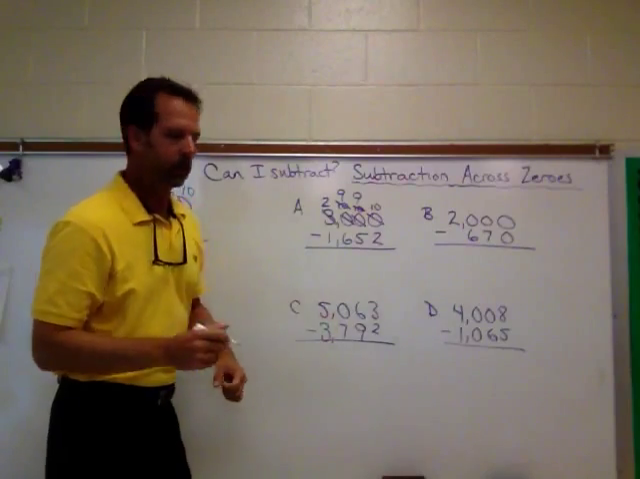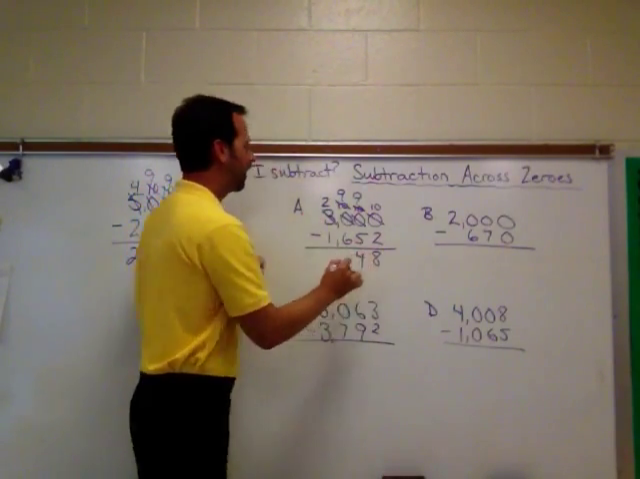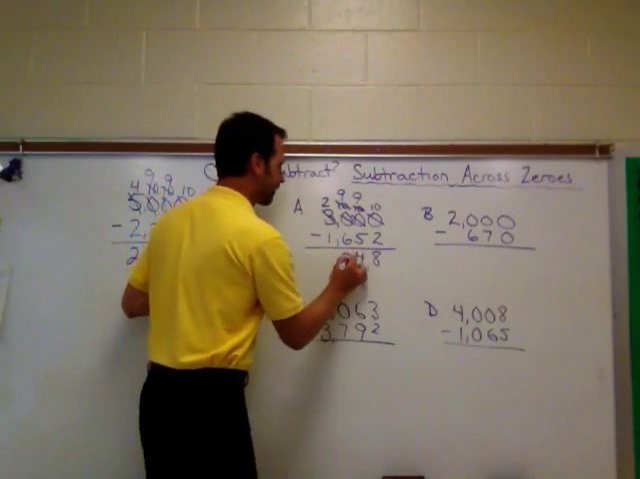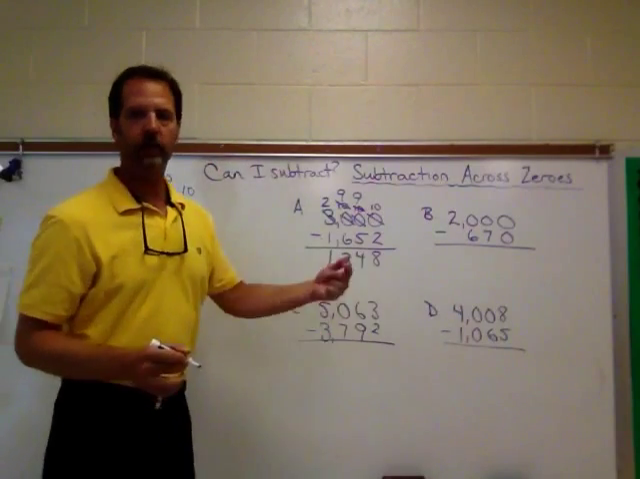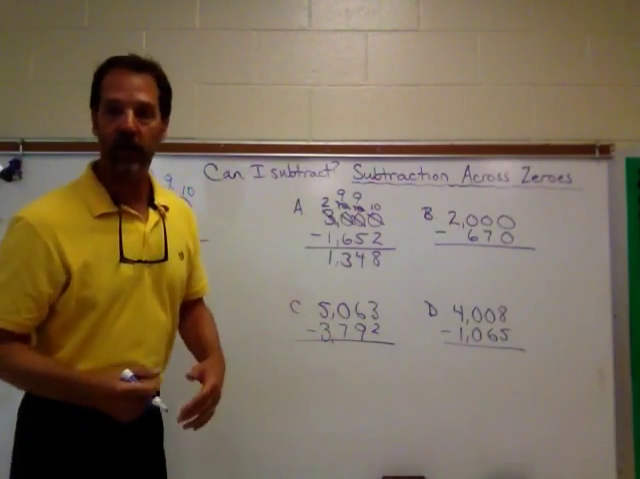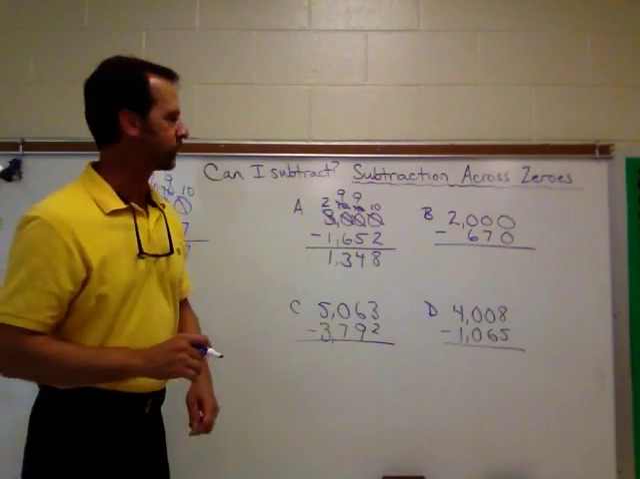10 minus 2 is 8. 9 minus 5 is 4. 9 minus 6 is 3. And 2 minus 1 is 1. And I get 1,348. If I wanted to check those, I would add those two numbers together and see if it gave me my original 3,000.